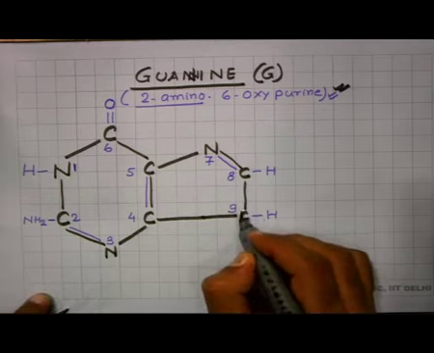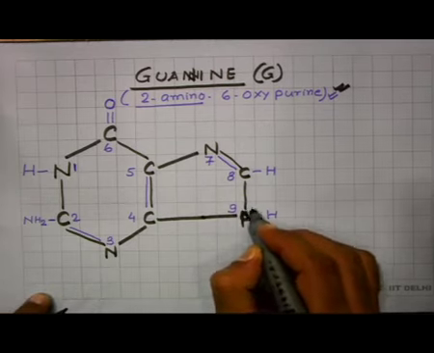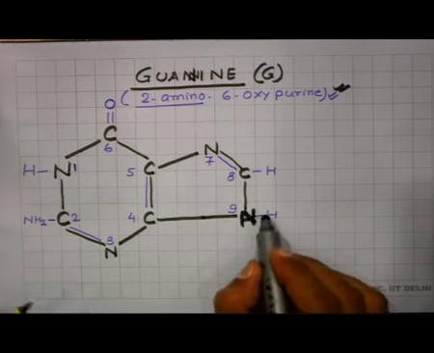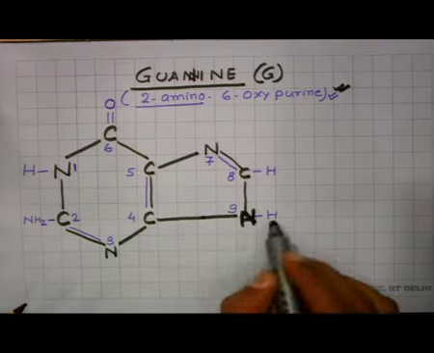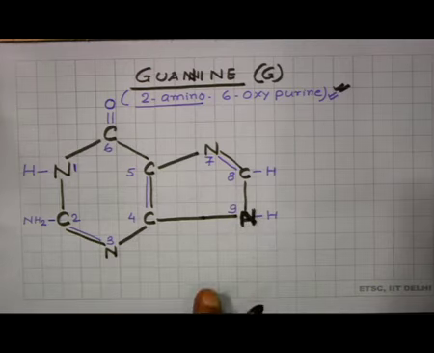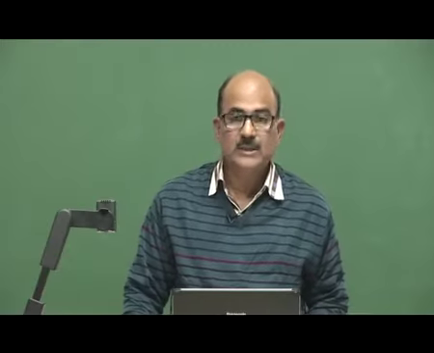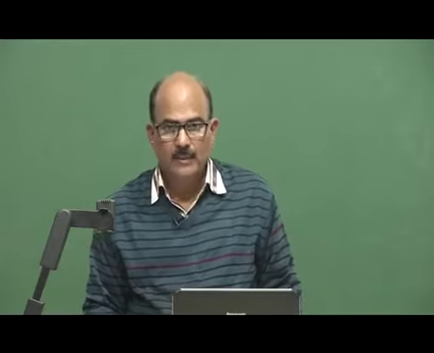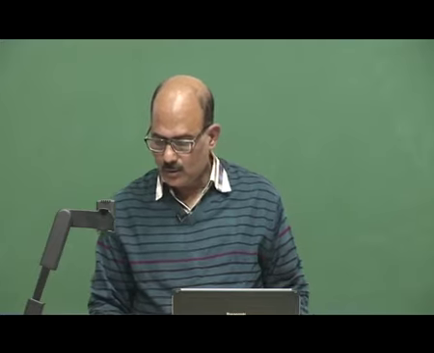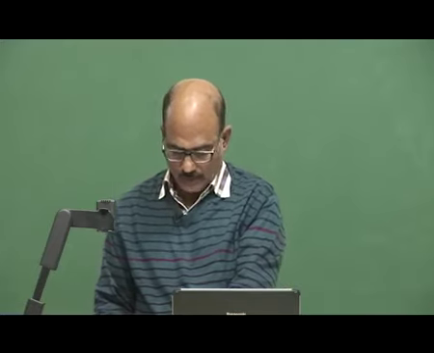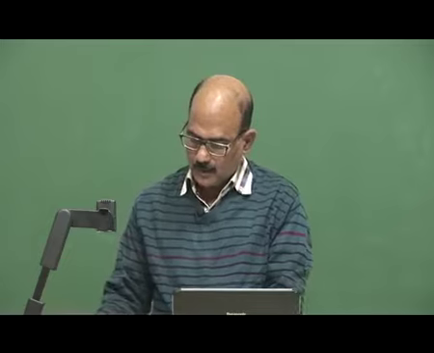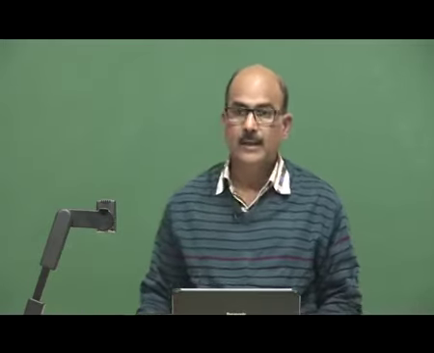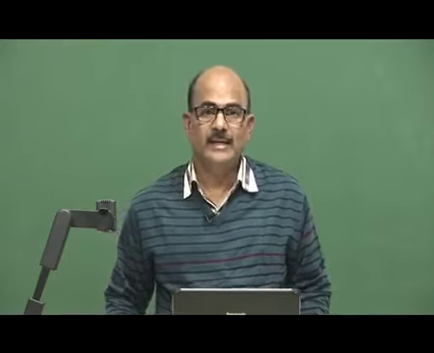Here is nitrogen. So, nitrogen has 3 valency, so it is also completed. So, all the valency of carbon and nitrogen is going to be completed. So, this structure is right. This is the structure of guanine. Guanine, the chemical name is 2-amino-6-oxypurine.